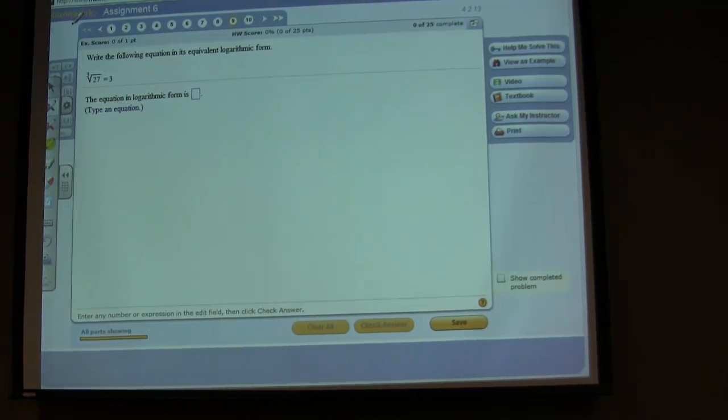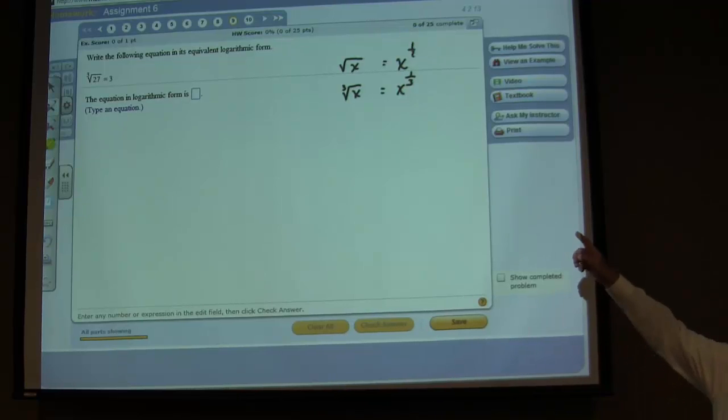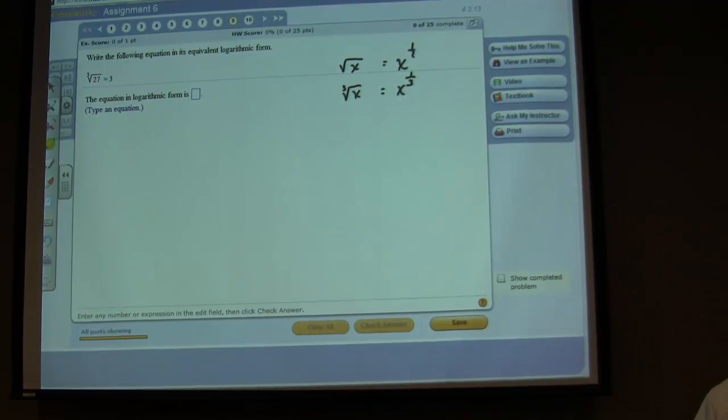well, let's start with the square root. The square root of x is x to the 1/2 power. Cube root of x is x to the 1/3 power, and so forth. So the little number in the crook of the root is always the denominator of the fraction. Okay? So let's first of all write this in exponential form. So this says 27 to the 1/3 power equals 3.